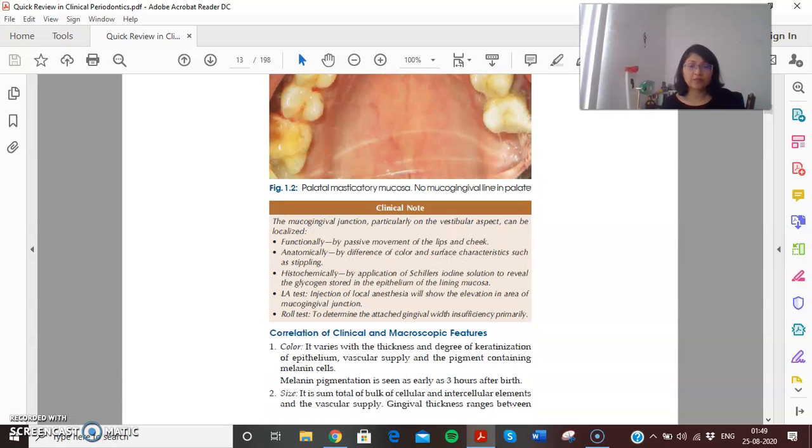So other than the purple, you see something in brown, which says clinical note. Now, the clinical notes I've written are the questions that you get in the viva. Like they would ask you, a very commonly asked question, how would you identify a mucogingival junction. So there are three ways: anatomically, functionally, histologically, and also then another is a latest one.